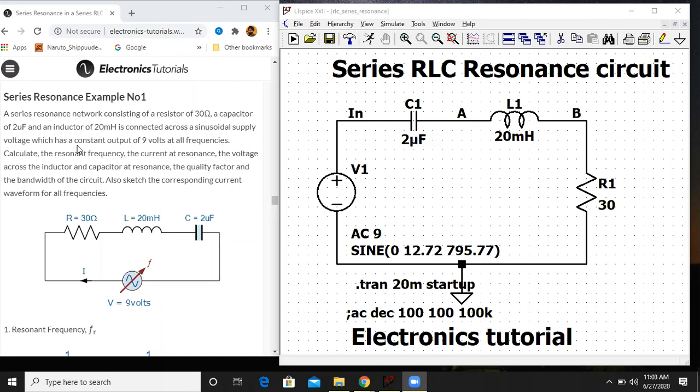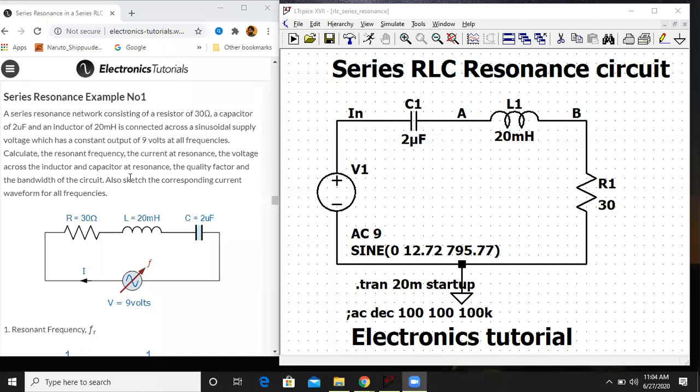Basically, this is a series resonant network which consists of R, L, and C. Make sure that you connect it this way, that is C first, L second, and R third. The values are C is equal to 2 microfarad, L is equal to 20 millihenry, R is equal to 30 ohms. And you have to give an AC voltage of 9 volts.